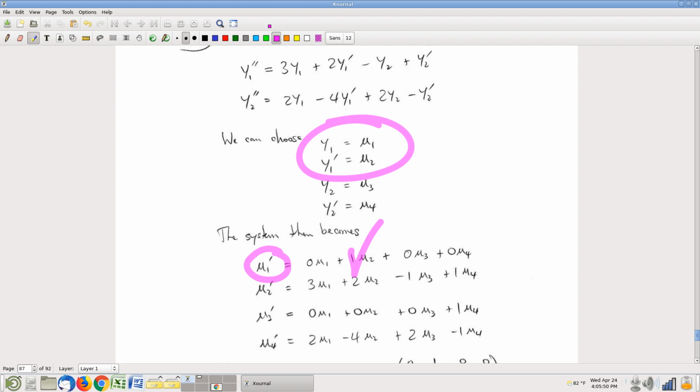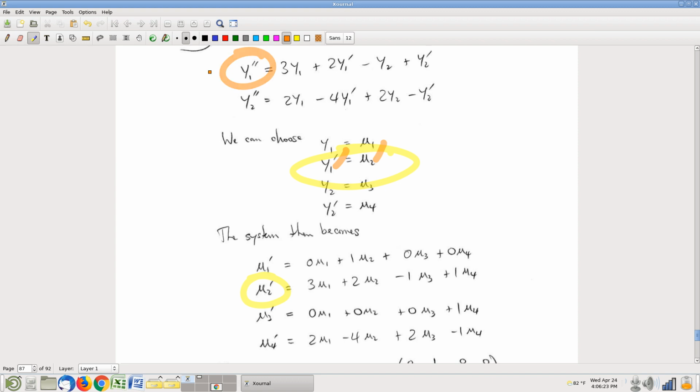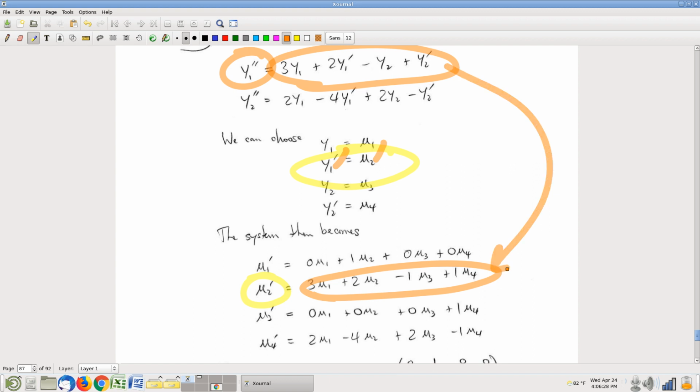Right? Likewise, these two equations here tell me that U3 prime is U4. And then, a little bit more annoying, but not terribly different: what is U2 prime? Okay, there's U2. That means that U2 prime is Y1 double prime, and there it is. Y1 double prime is this thing, which then goes there.